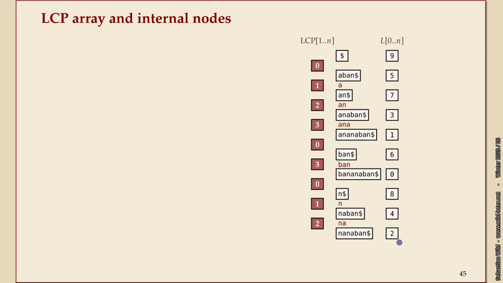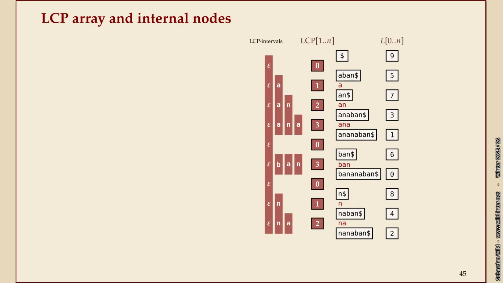There's another nice connection I want to show in this picture. Here are the leaves and the suffixes that correspond to them. And here, in the sorted order between each pair of adjacent suffixes, the longest common prefix is written down in red. Then the LCP array is the length of that shared prefix. That's the LCP by definition.